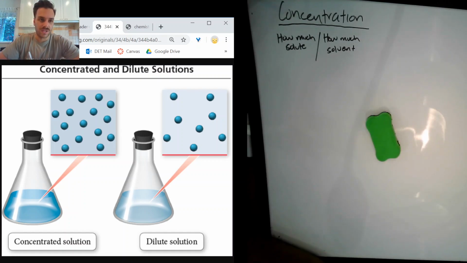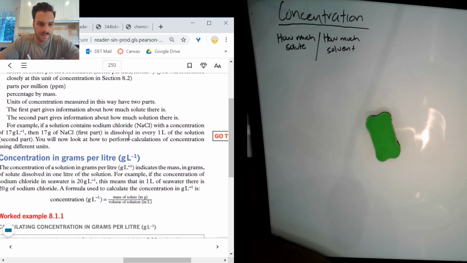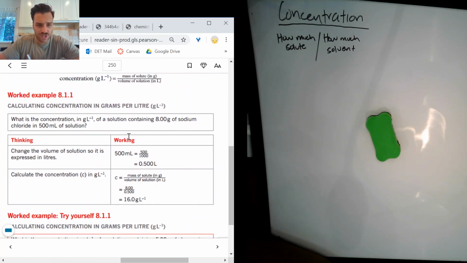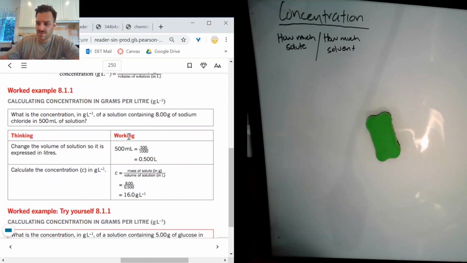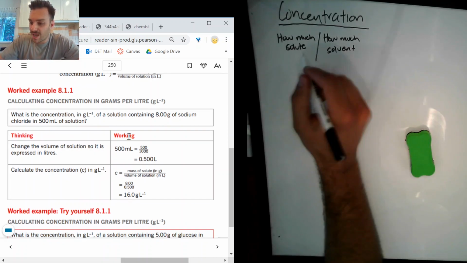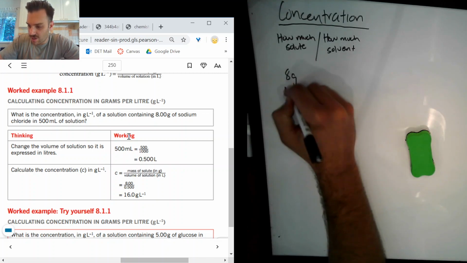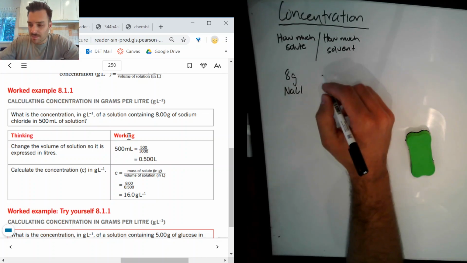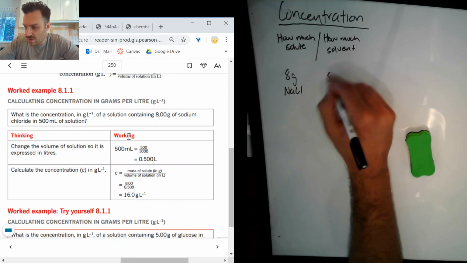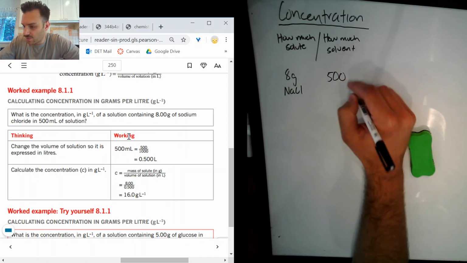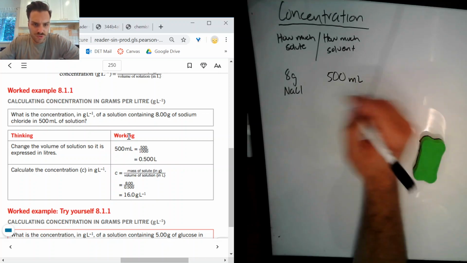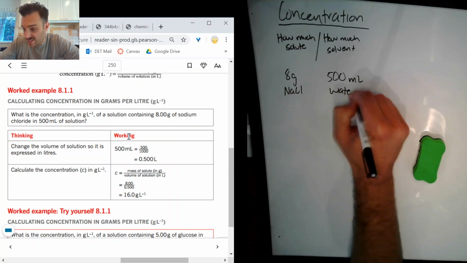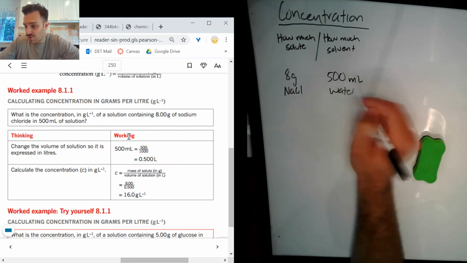So let's have a look at a quick conversion. Concentration in grams per litre. What's the concentration in grams per litre of a solution containing 8 grams of sodium chloride? So our how much is 8 grams of sodium chloride. We're going to make a 500 ml solution, so our how much solvent is 500 mils, and presumably in this case we're talking about water. It doesn't always have to be water, but here we are.